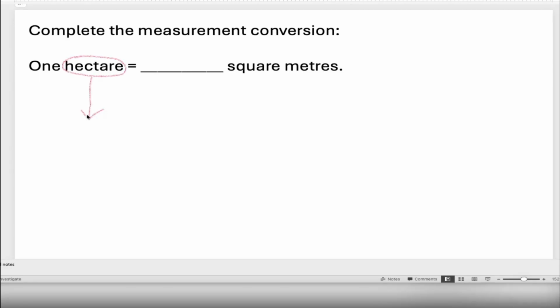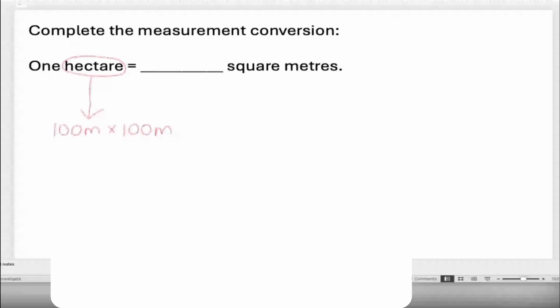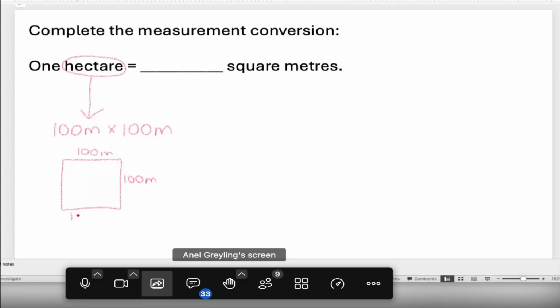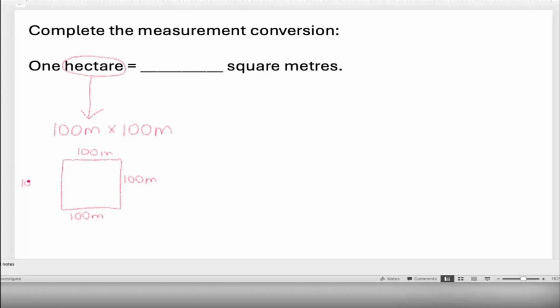Remember, this is a square that measures 100 meters by 100 meters. So 1 hectare measures 100 meters by 100 meters. So it's basically a square where all the sides are equal to 100 meters. So this is 100 meters, this is 100 meters, this is 100 meters, and this is 100 meters. Okay, and now we have to convert this to the amount of square meters.